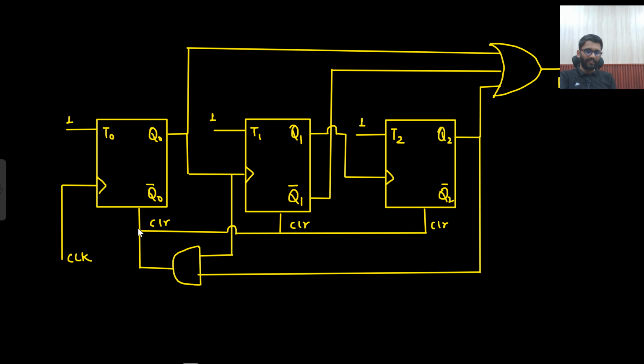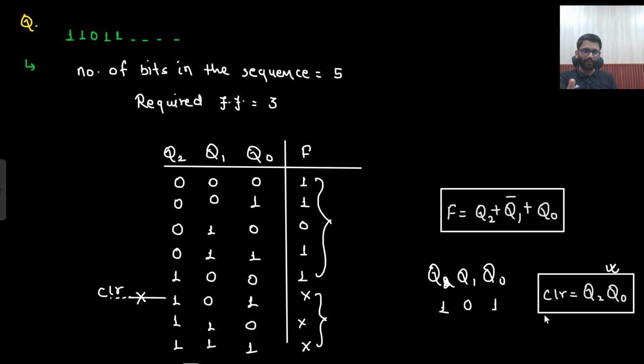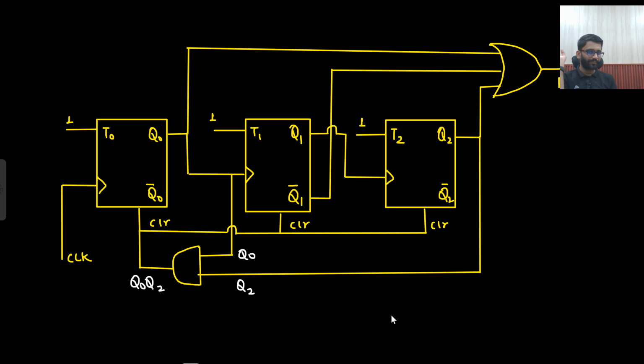You can see this is the clear input. What is the clear input? Q naught into Q2. So Q naught into Q2 is fed as the clear. So how do we design it? That also you know by the trick, and the trick is applicable if you are starting right from the 0. And if you are designing an up counter, that means you will be focusing on 1 only. So if I focus on 1, Q2 into Q naught is giving me 1. So that's it. This is my clear input.